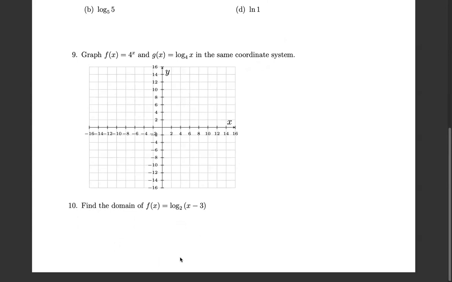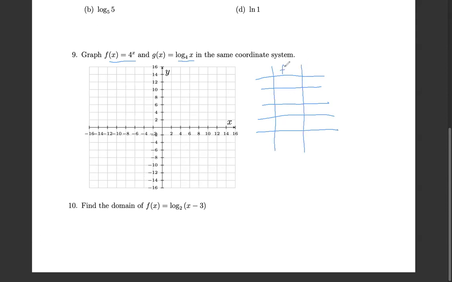Let's see 9. We have this exponential growth, right? Growth means the base is greater than 1, which is 4. And we have this log function. So let's draw the first one. Let's make a table of values. Give a couple values of x, then evaluate f, evaluate g.